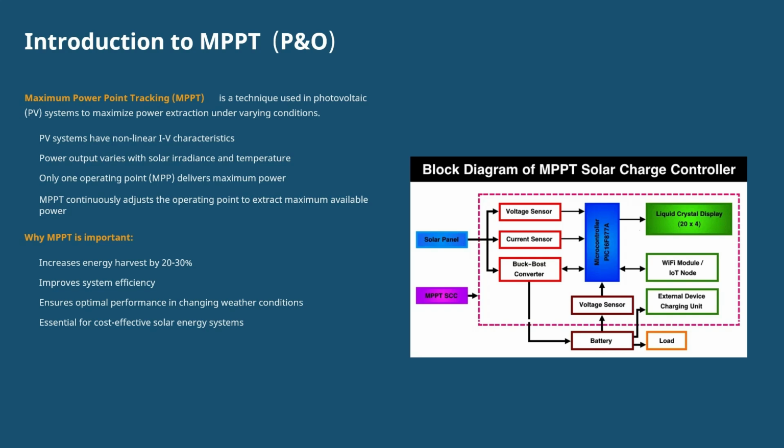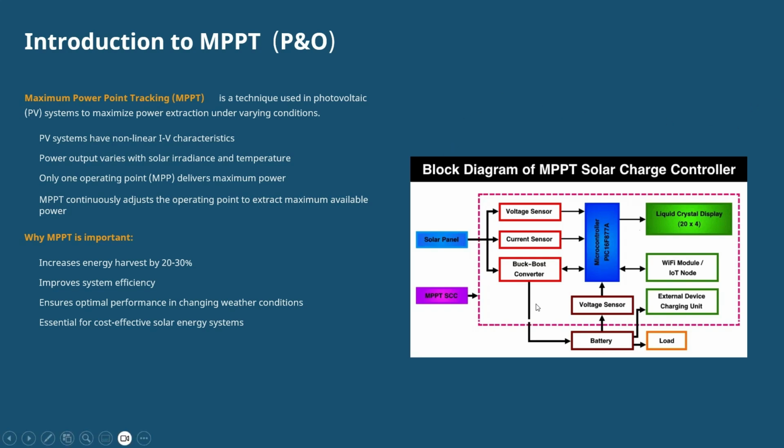In today's lecture, we discuss perturb and observe maximum power point tracking and how it works. Using MPPT, it can boost the energy harvest by 20 to 30%. We already discussed this in our last lecture. It improves efficiency and reduces payback time, making it essential for modern solar systems.